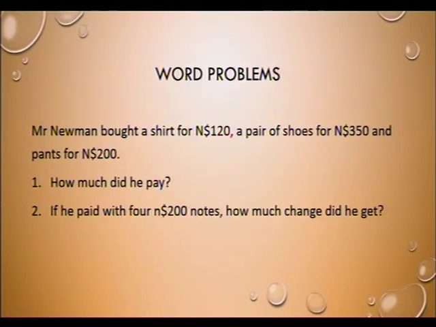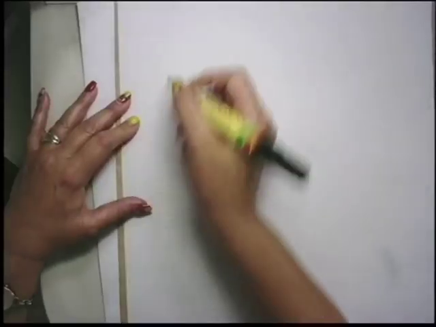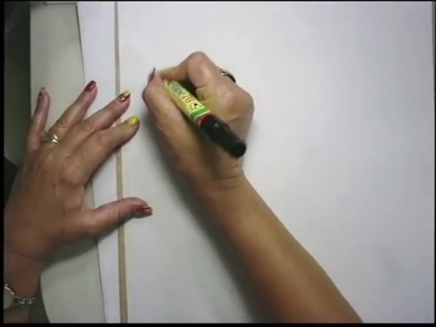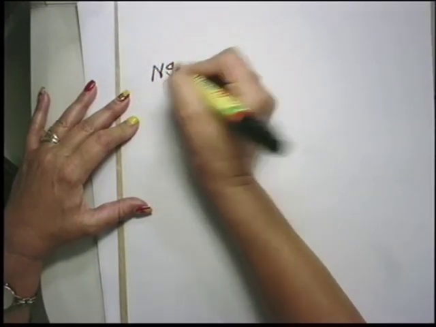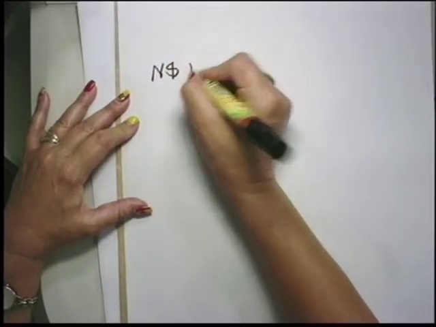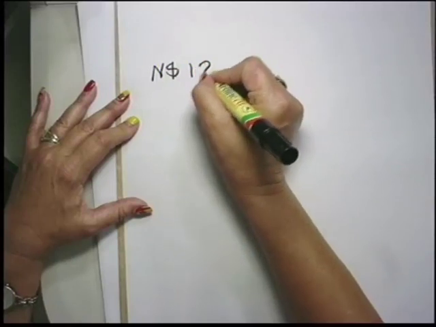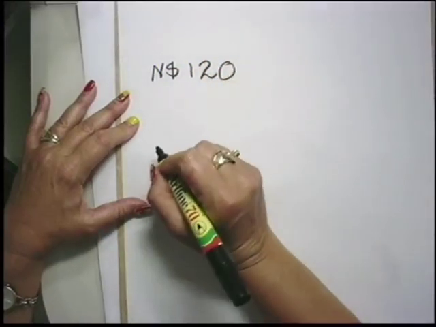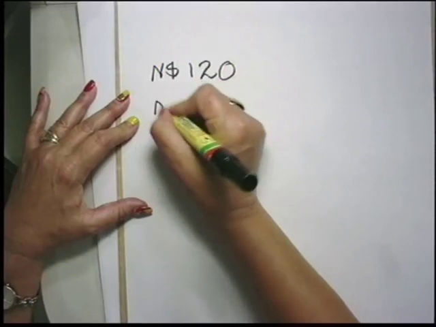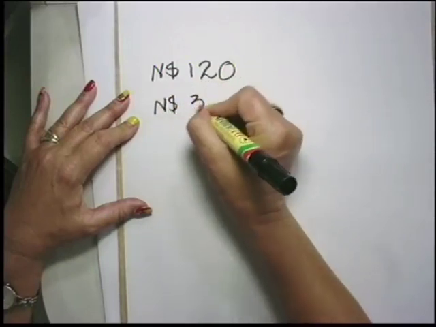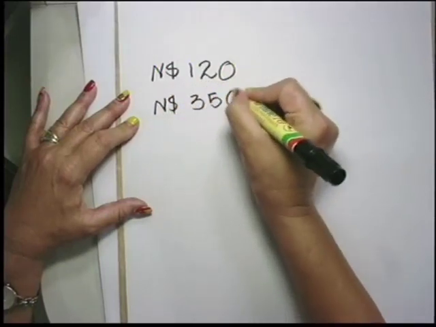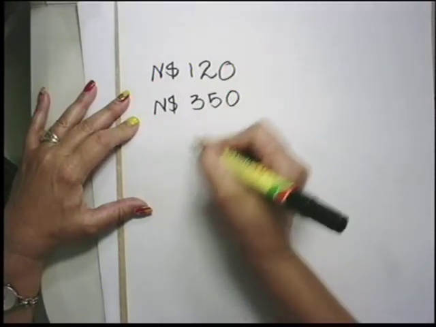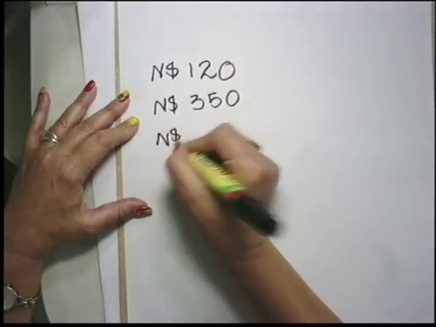So my first operation will be, I now add up the different amounts. $120, $350, plus the $200.